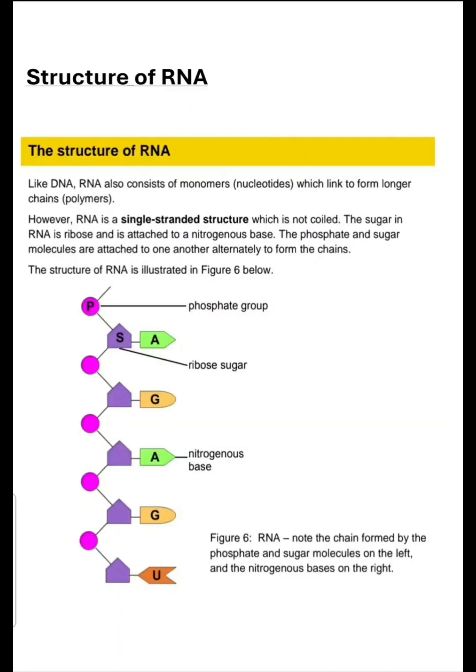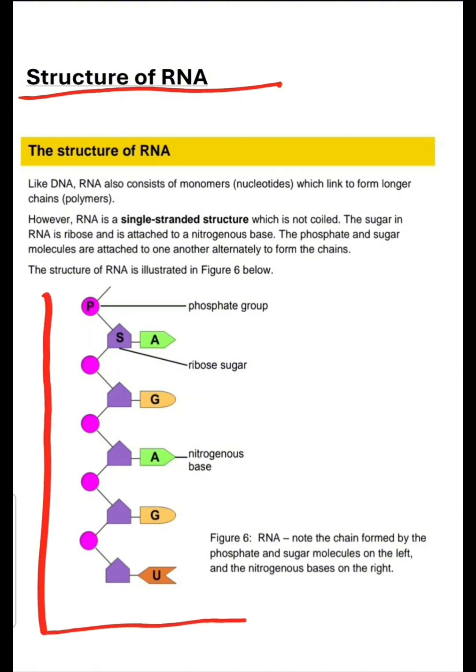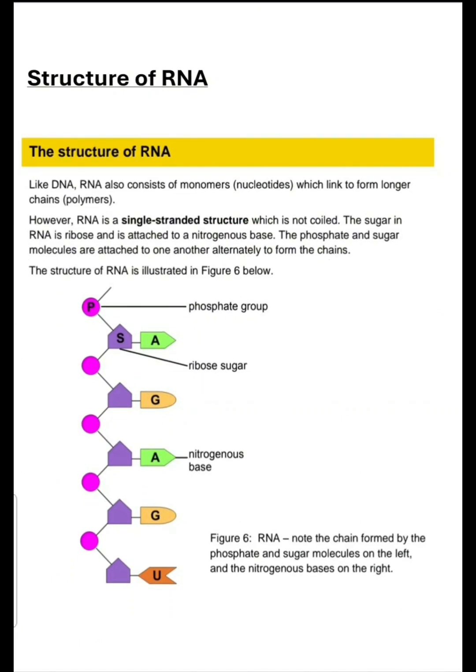Next thing we are going to learn is the structure of RNA. All right. So this here is the structure of RNA. As you know, DNA is double-stranded, right? It's twisted together. However, RNA is single-stranded, which is not coiled. All right. Like DNA, RNA also consists of monomers, nucleotides, building blocks, whatever you call it, which link to form long chains called polymers.